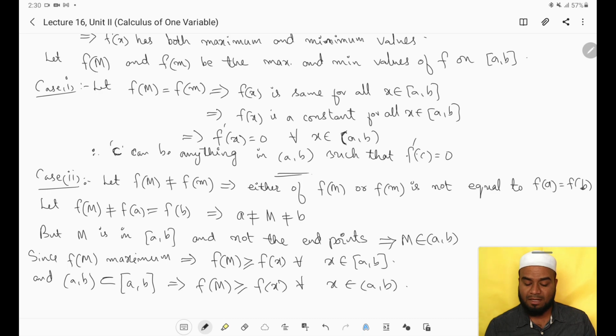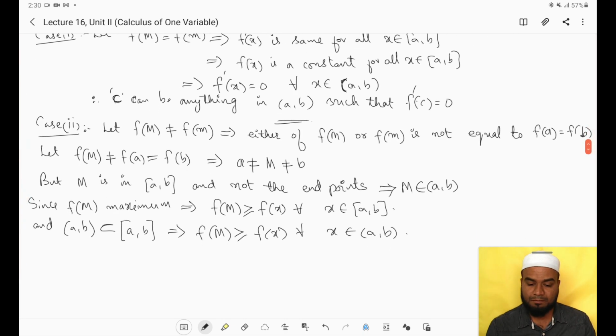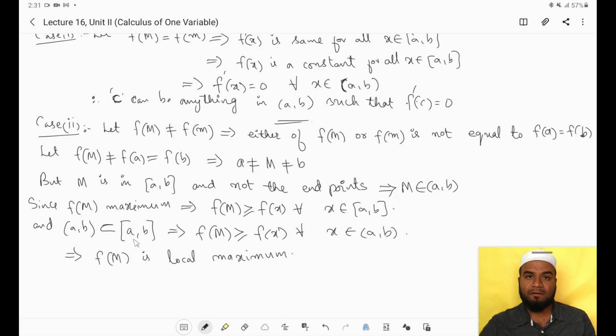F of M is greater than or equal to f of x, and this is true for all x belonging to the open interval a comma b, right? Then what can we say? F of capital M is a local maximum, because the open interval a comma b is the local interval for this global interval, the closed interval a comma b. So f of capital M is a local maximum.